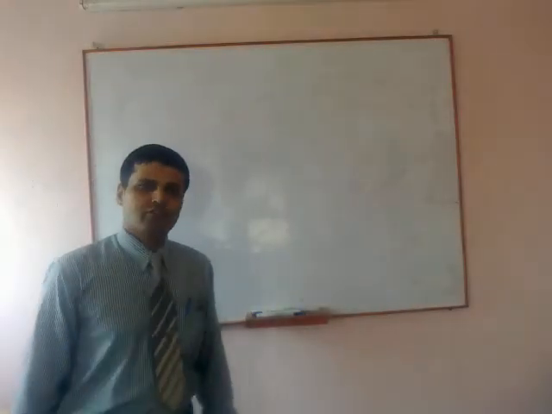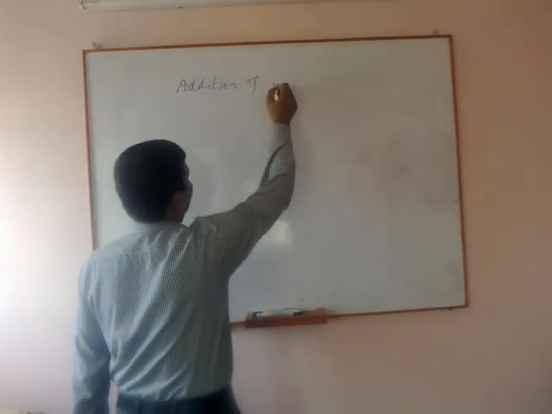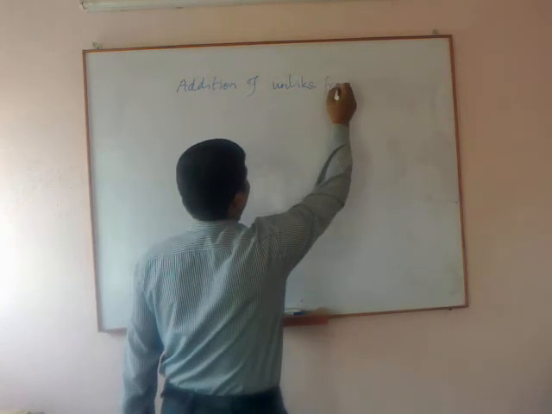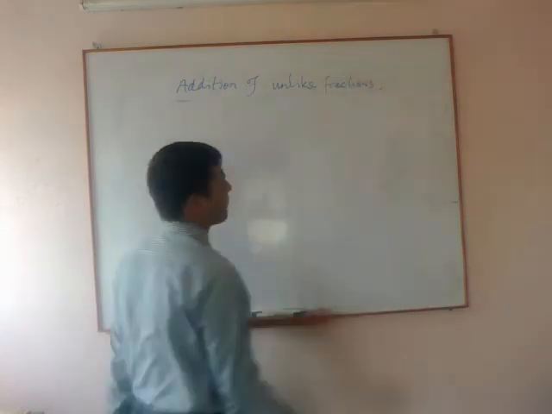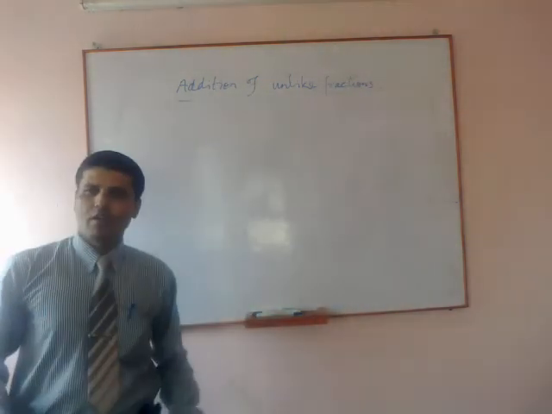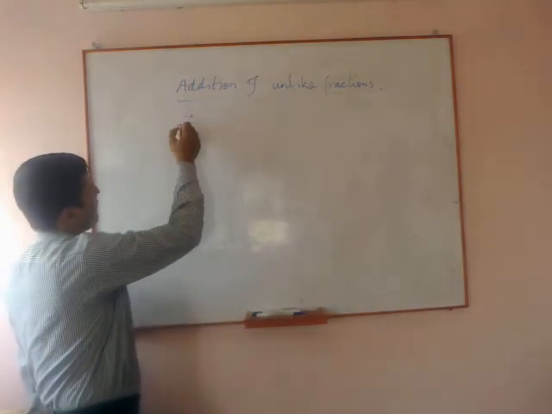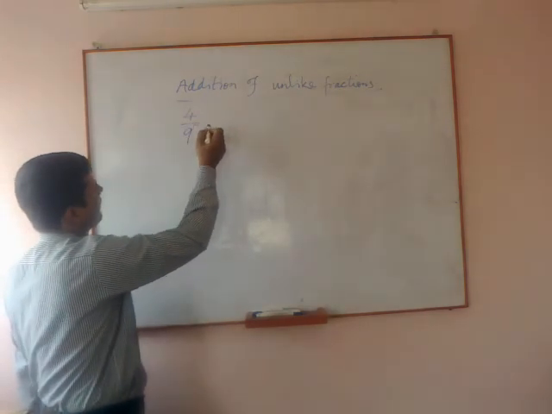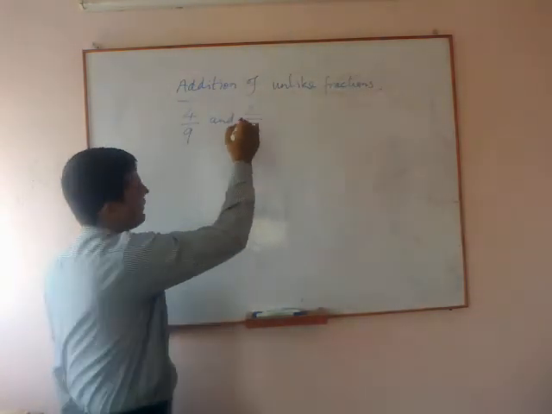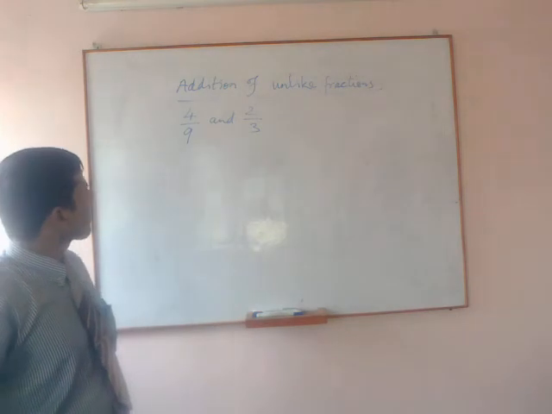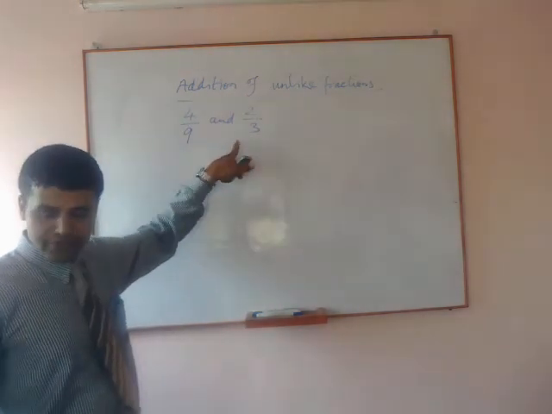Addition of unlike fractions. Unlike fractions have different denominators. Say for example 4 over 9 and 2 over 3. These two fractions are unlike because the denominators are different.